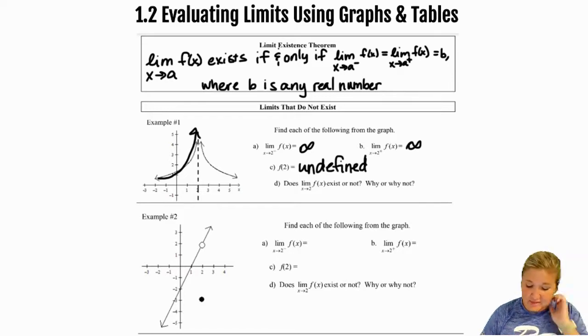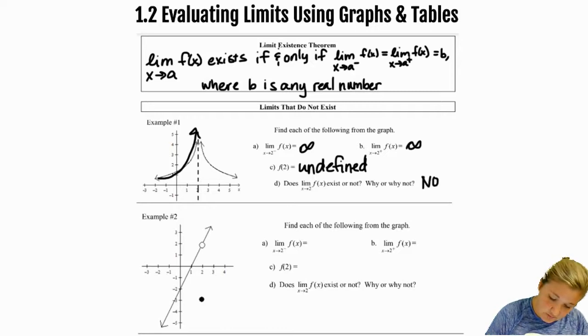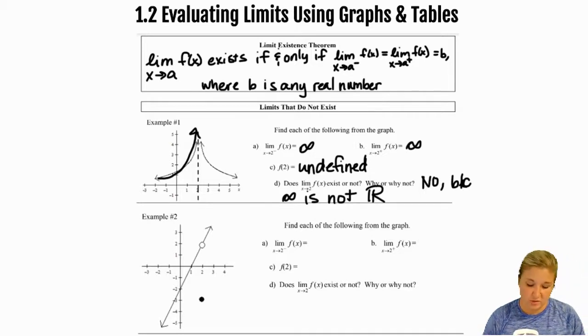Okay, and then does the limit as x approaches 2 of f of x exist? Why or why not? It does not exist because, well, we just talked about that. Infinity is not in the real number system. So that double R means the set of real numbers.